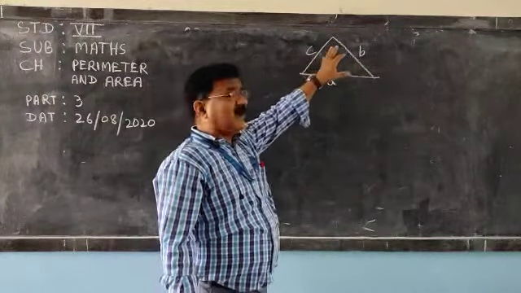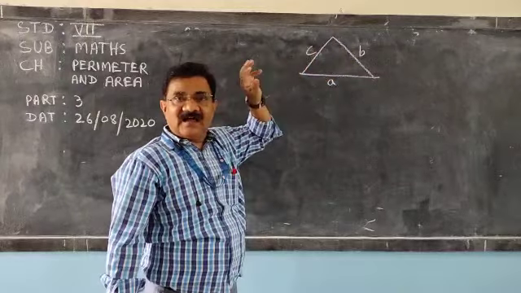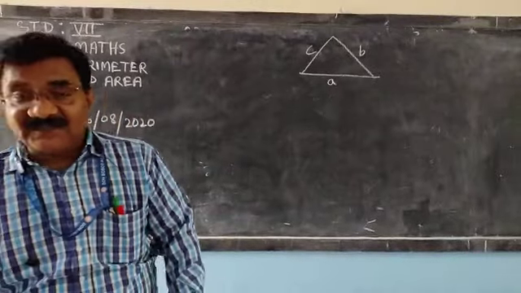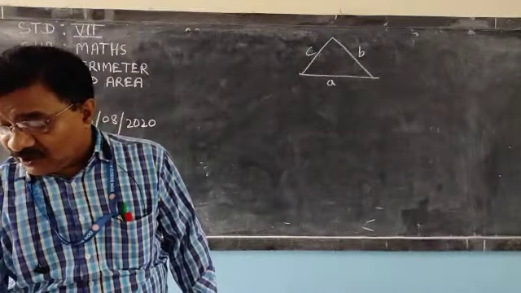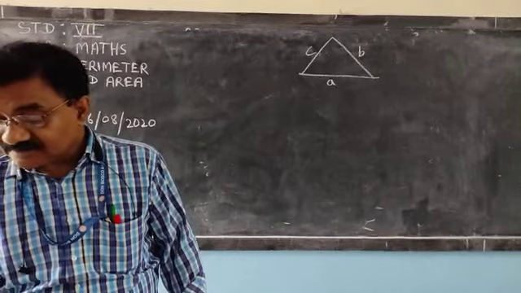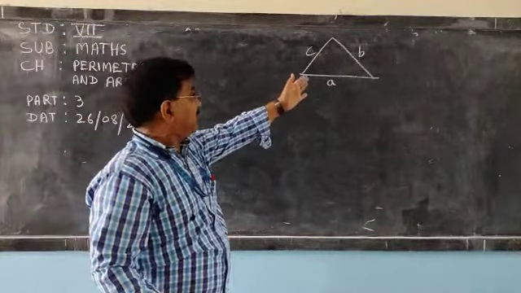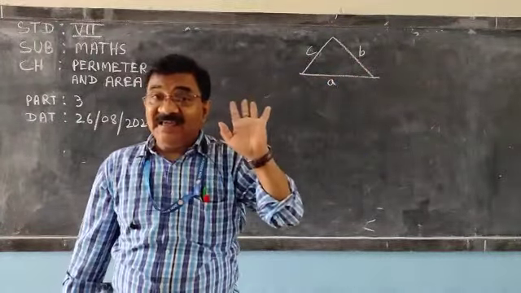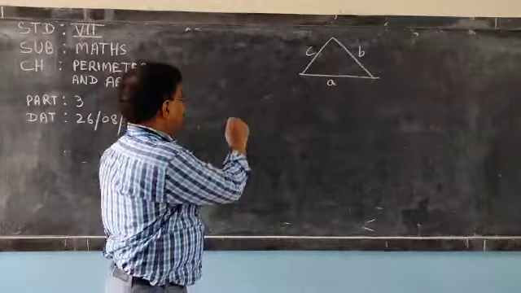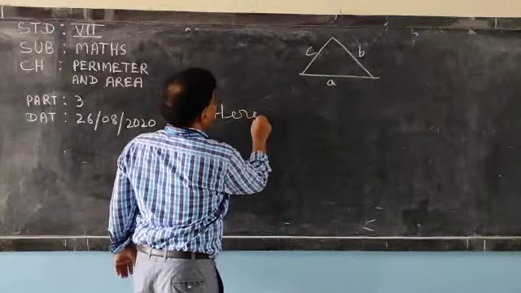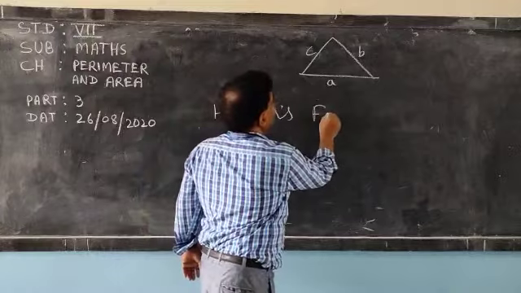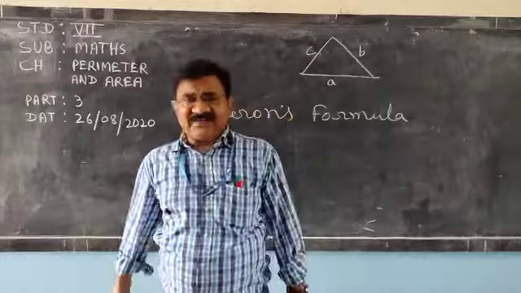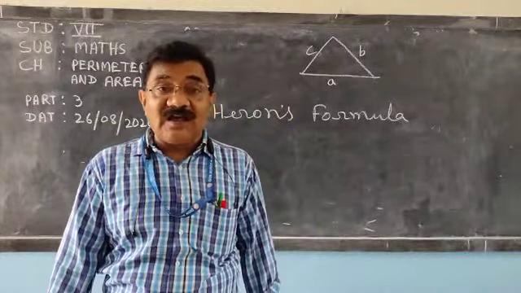Okay. Now you are asked to find the area. How we will find? Very difficult now. Only three sides, neither height is given nor only base is given, only three sides are given. Then you have to apply one formula and that formula is Heron's formula. Okay. Now let us discuss what is Heron's formula.